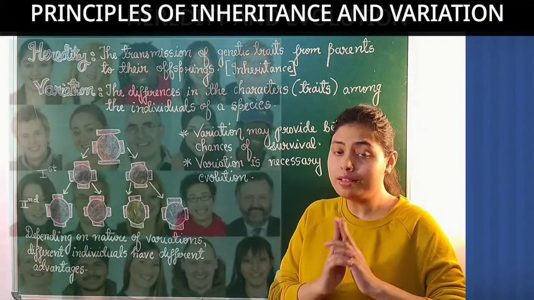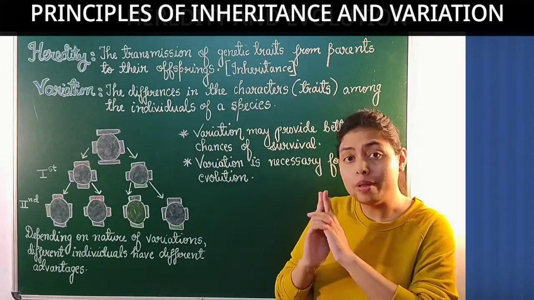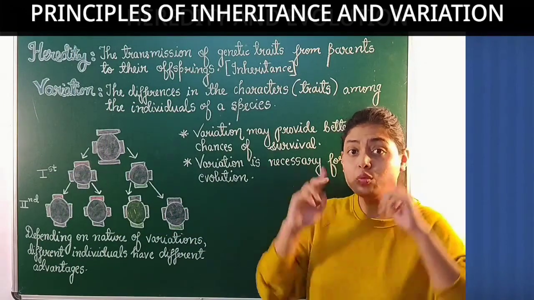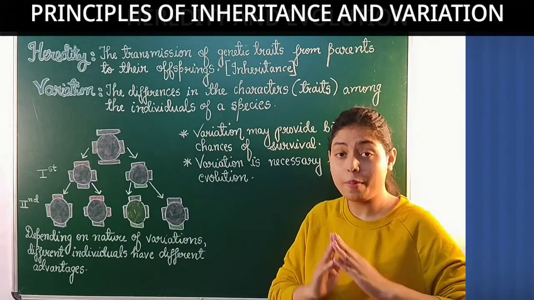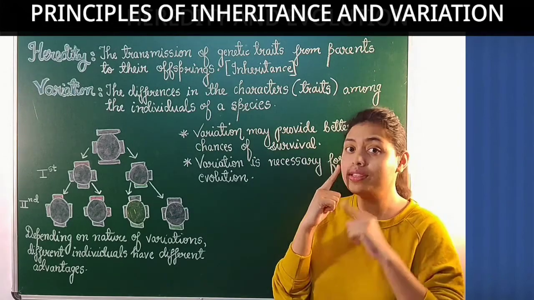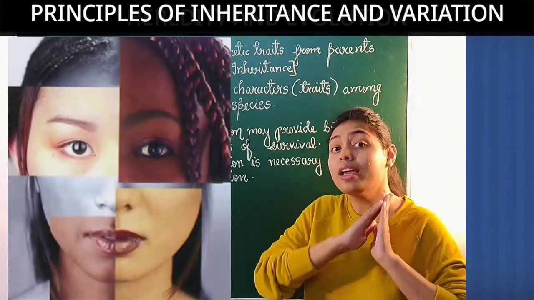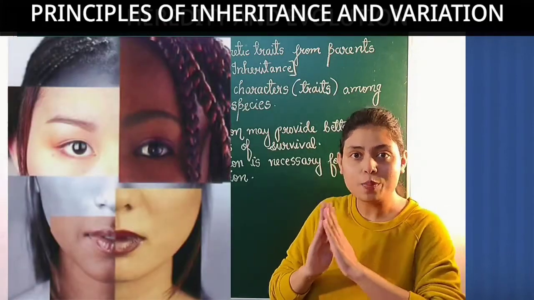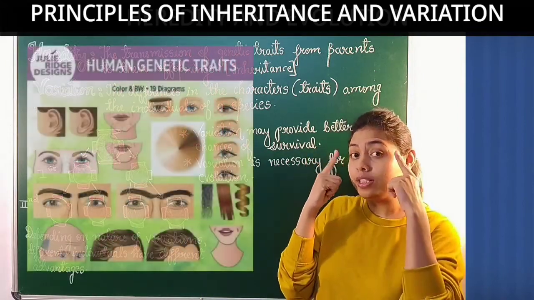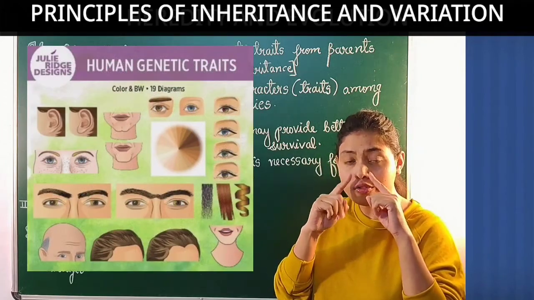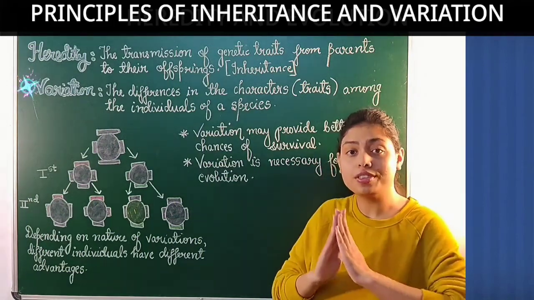Children, we all humans look similar. I mean to say, the basic body design of all human beings is the same. Like we have one head, a pair of hands, a pair of legs, a pair of eyes, one nose and one mouth. But we all human beings are not exactly the same in all aspects. For example, we have different hair color, different eye color, different shape of the nose and different physique. These differences are known as variation.